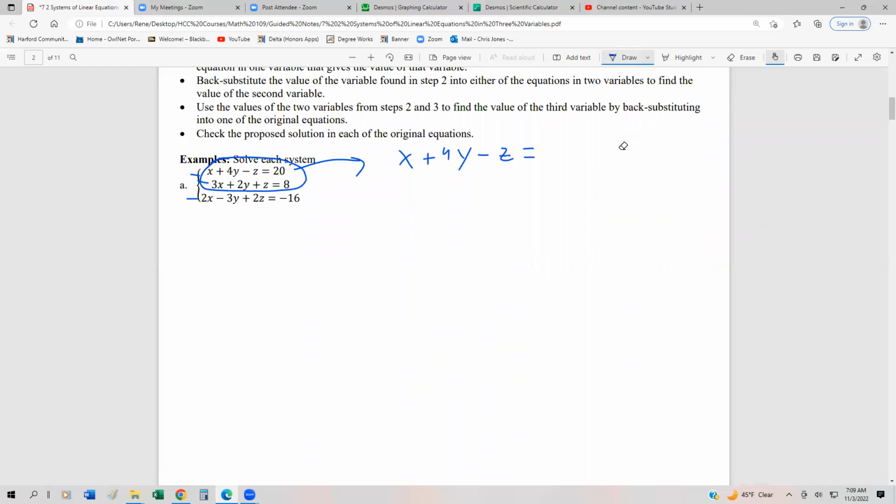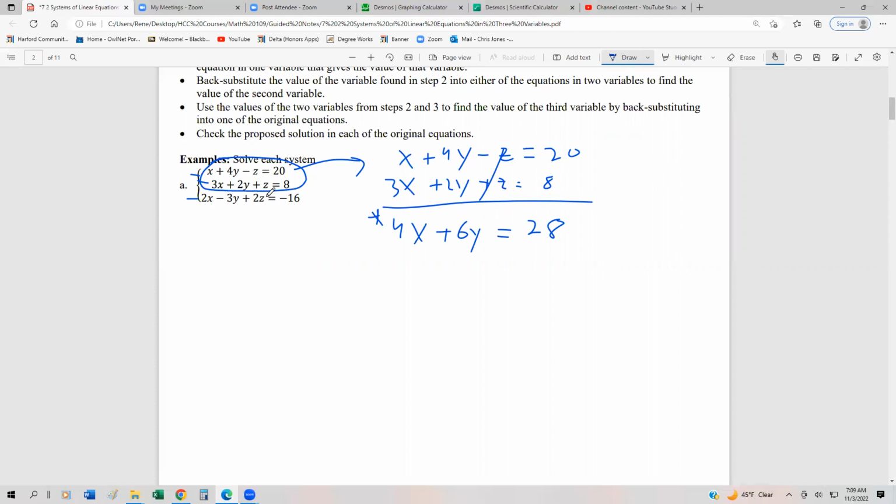So x plus 4y minus z is 20, and then 3x plus 2y plus z is 8. And so if I add these together, those are going to cancel out. I get 4x plus 6y is going to be equal to 28. Okay. Now I'm going to hold on to this equation.